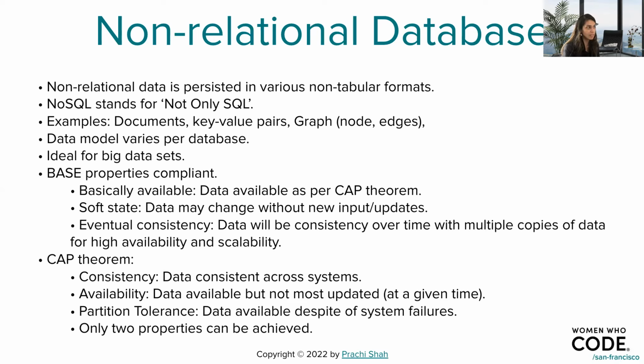What that means is that data will be consistent over time, with multiple copies of data for high availability and scalability. So eventually all your data systems will be updated with the correct, most up-to-date information. But there are certain databases or instances of databases available just to ensure availability and scalability. These are some of the things that you get off the bat when you use NoSQL databases, and some of the things to also consider when you are understanding your business requirements and doing data modeling.